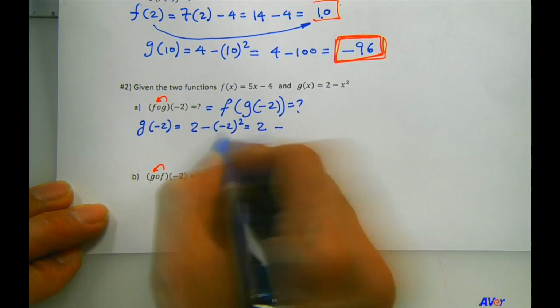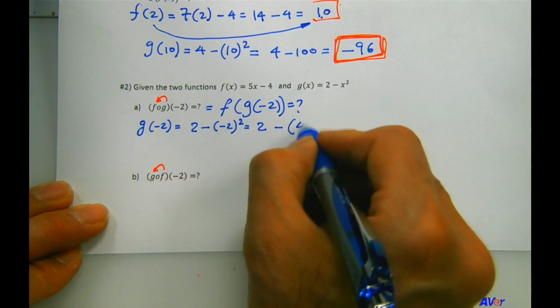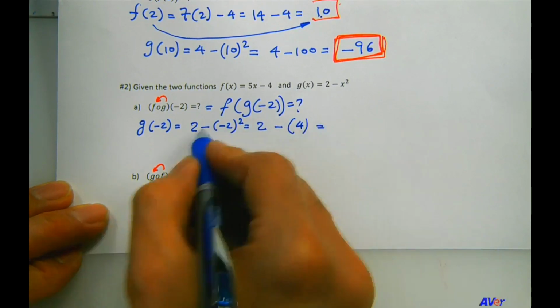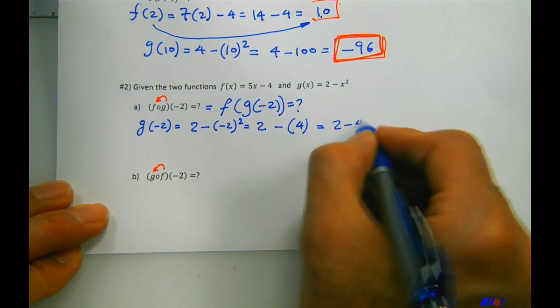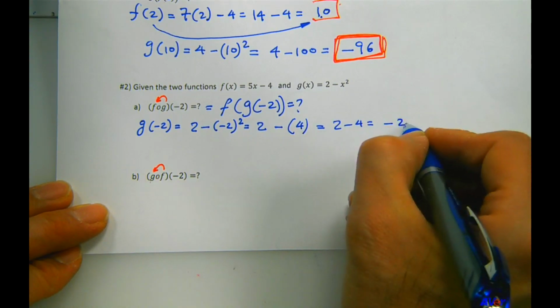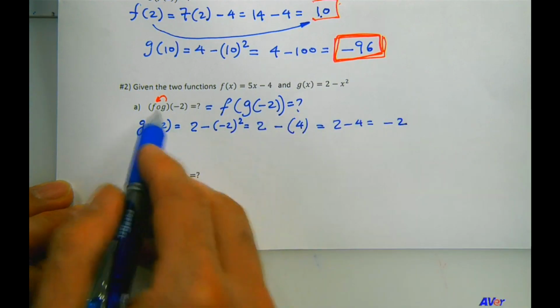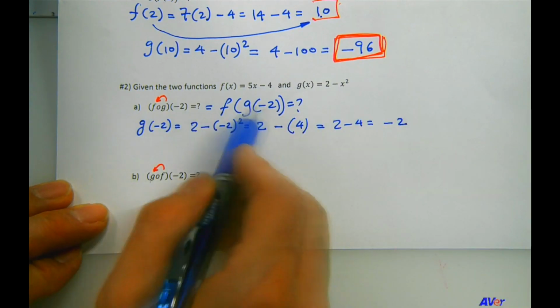2 minus -2 squared is 2 minus positive 4. This minus distributes itself to that. 2 minus 4 is equal to -2. So that's the function g at -2.